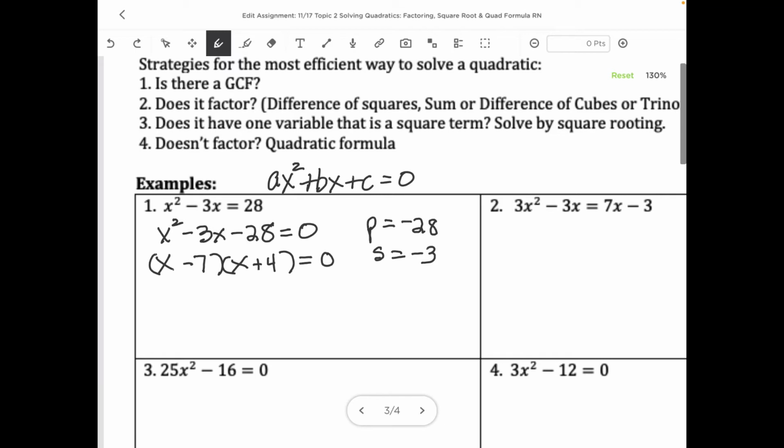If you multiply them, you get negative 28. If you add them, you get negative 3. Now we're going to use the zero product property. So x minus 7 equals 0, or x plus 4 equals 0. Add 7, x equals 7. Subtract 4, x equals negative 4. And those are my solutions to the quadratic. x equals 7 or x equals negative 4.